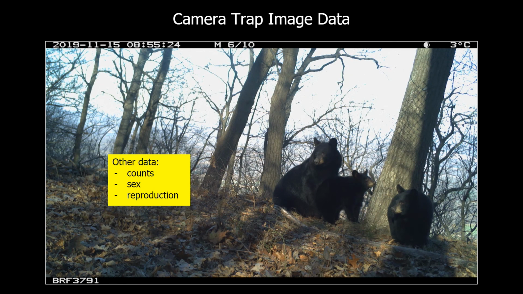Our camera trap images can reveal other forms of information as well. Here, for example, we have 3 black bears, a sow or adult female bear, and her 2 cubs. So now we have a count, 3, and we know that there is at least one reproductive female bear in our study area, which gives us some insight into the black bear population's health.